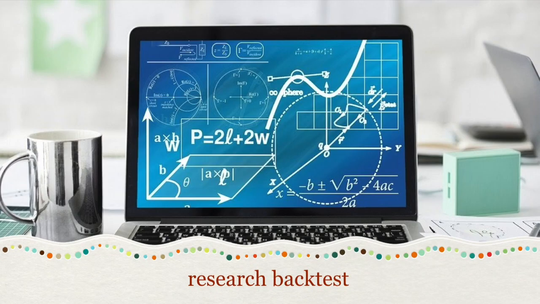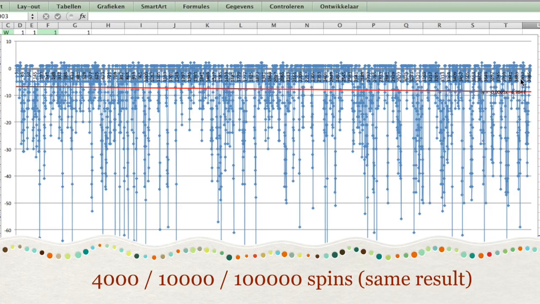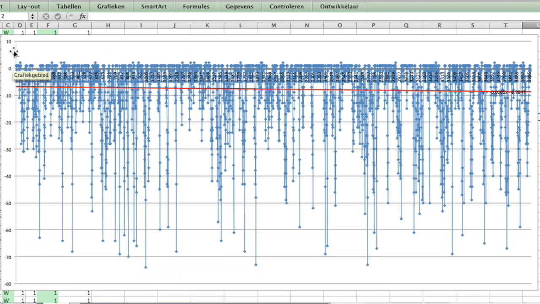But anyway, I did a professional research backtest. My test is free from biases, so no data snooping, no regime shift, no survivorship bias, and no biases. I had to do some programming, and here is the result of my test. 4,000 spins, but I did the same for 10,000 spins and 100,000 spins, and this is what you really will get.